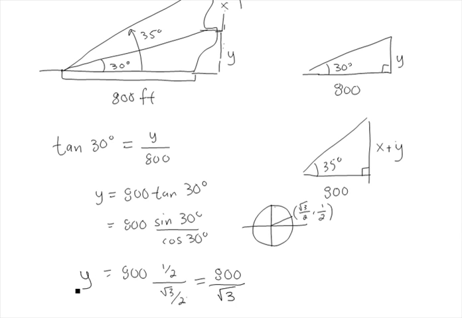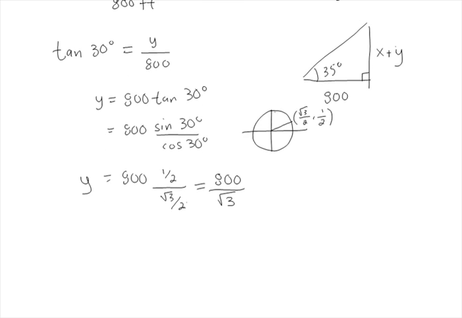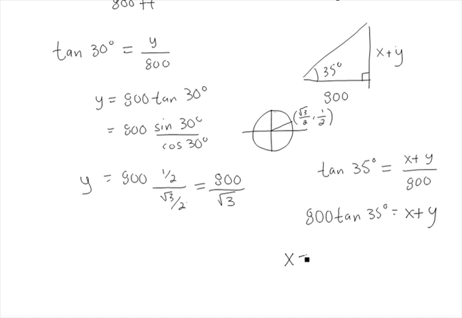And now we know what y is, we can find x, because in our second triangle, again, we know the side opposite to 35 degrees, the side adjacent, so we know that tangent of 35 degrees is opposite, x plus y, over the adjacent. And so this means that 800 tangent of 35 degrees is x plus y. If we solve this for x, remember x is the height of Lincoln's face, that's what we want to find. Subtract y from both sides, we get x equals 800 tangent of 35 degrees minus y.